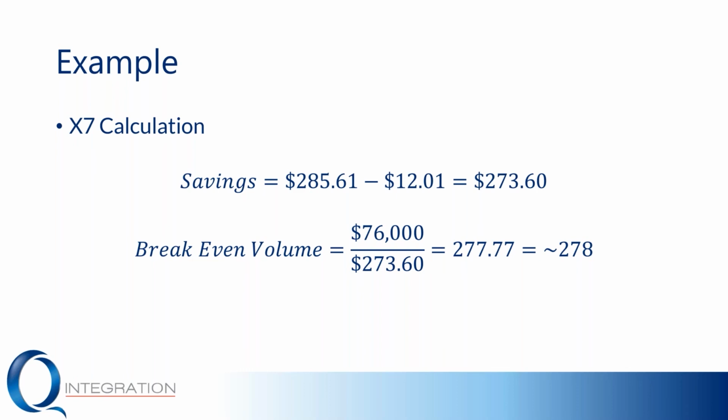And then the break-even volume we can calculate, which in X7 is about $76,000 all in with the support plan, with an installation, and the printer itself just kind of fully loaded. Divide our savings into that, and we get about 278 parts. In this case, that is what we need to break even.